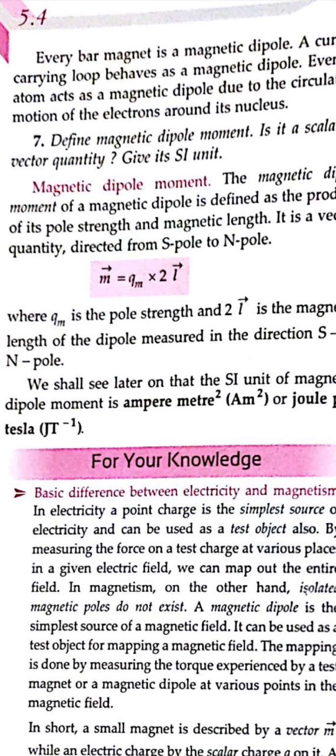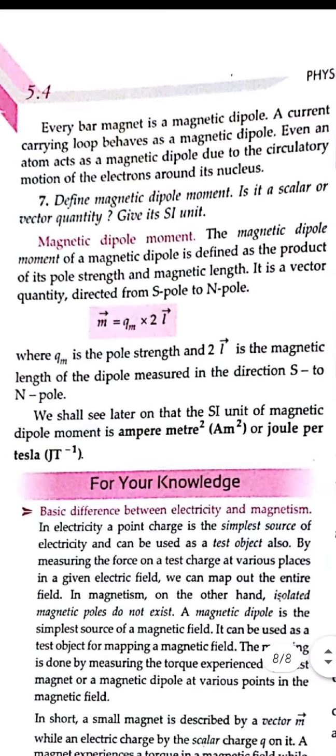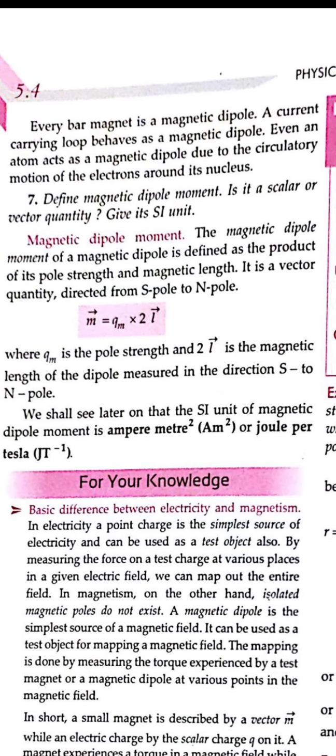So this is the magnetic dipole moment. The SI unit of magnetic dipole moment: for the pole strength it is given as ampere meter, and for the 2L, that is meter. So together we can write ampere meter square. So this is the unit for the pole strength, or we can say the magnetic dipole moment.